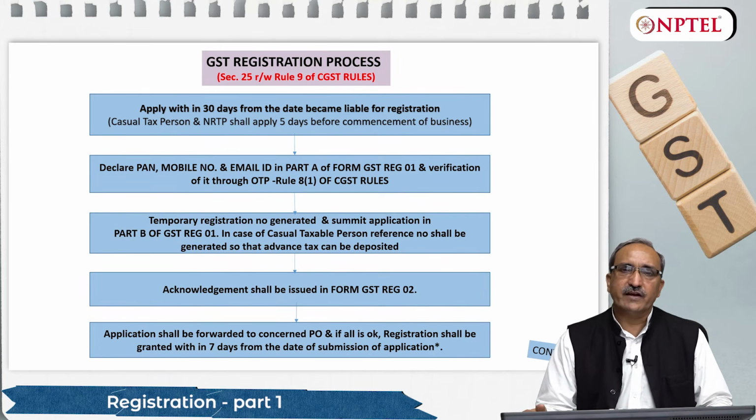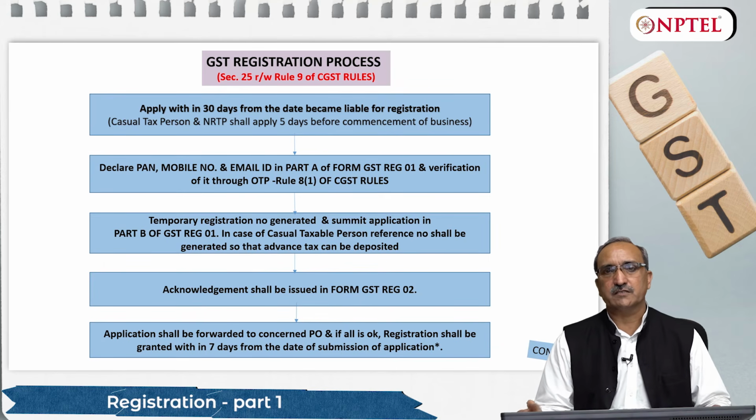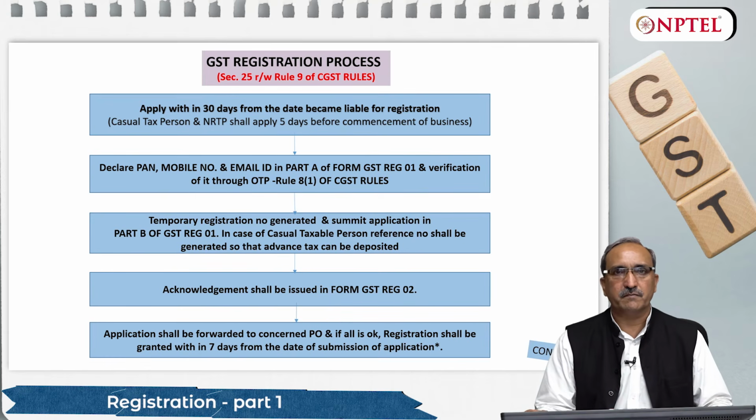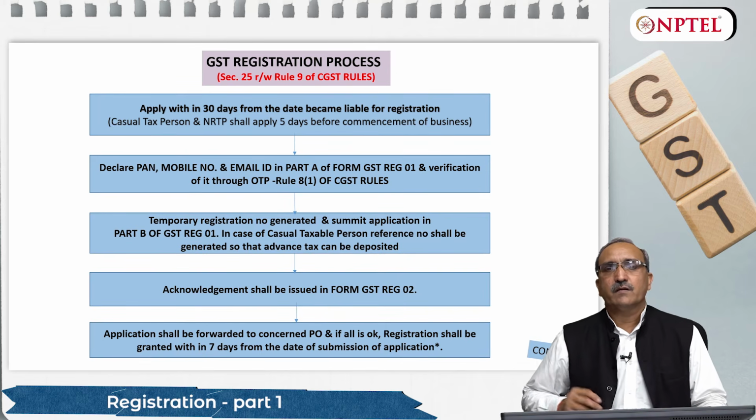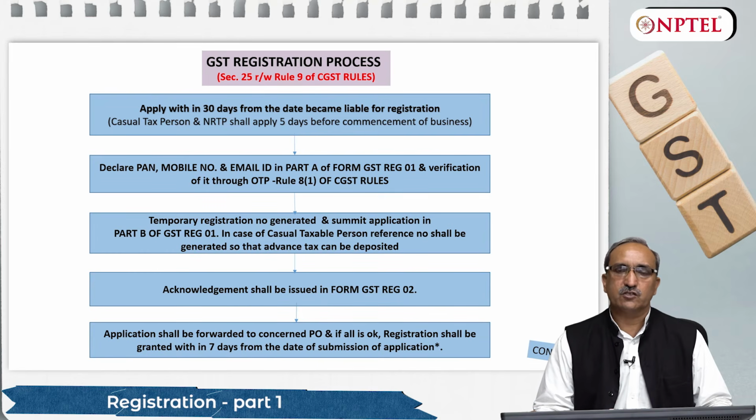And otherwise, when you cross the limit of 20 lakh rupees, within 30 days from that date, you are supposed to apply for a GST registration number. And if you are a casual taxable person, then of course, 5 days before the start of your exhibition, you are supposed to apply to the state GST authorities for a casual taxable person number.